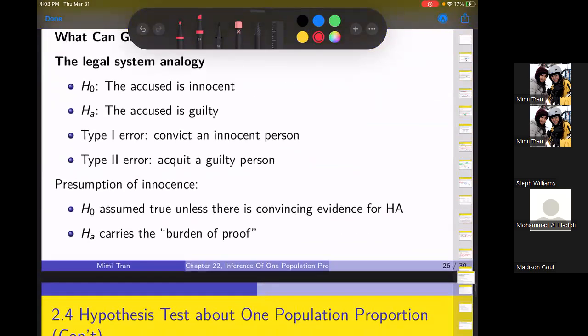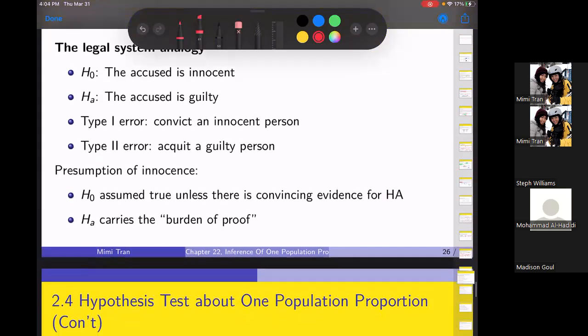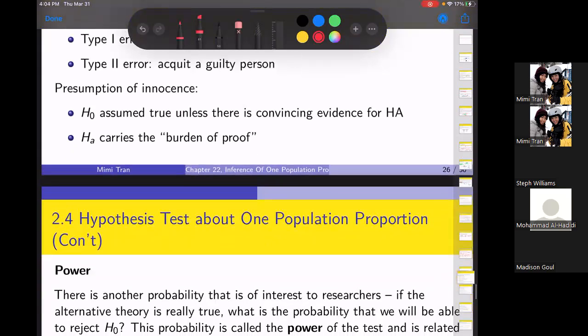So, the presumption of being innocent. Remember, we always assume that H naught is true, that the person is innocent, unless there is convincing evidence for HA. That means your alternative hypothesis carries a burden of proof. Let's put all the burden on the HA.